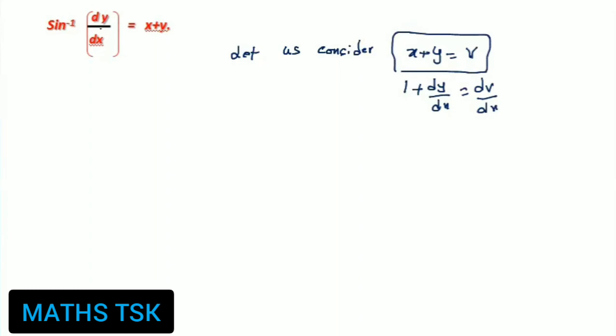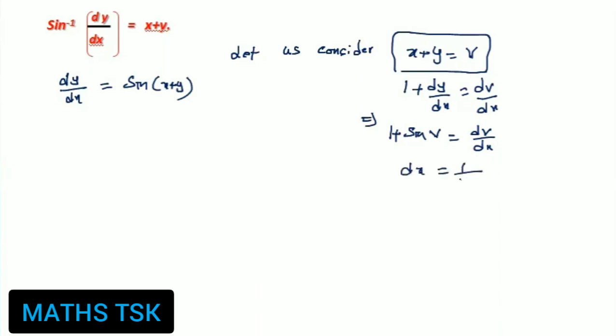So now come here. What is dy by dx? If you send it to that side, there is dy by dx is equal to sine of x plus y, isn't it? Next, what is dy by dx? Substitute here. This becomes 1 plus sine of x plus y is equal to dv by dx, where x plus y is v. Now what is dx? dx is equal to 1 by 1 plus sine v into dv.